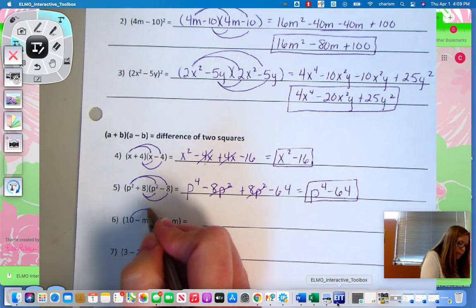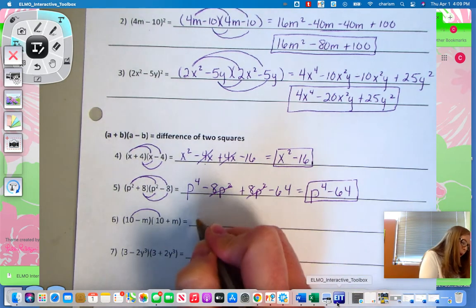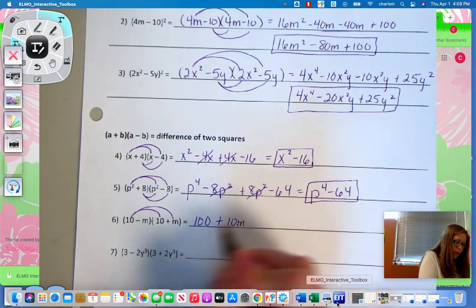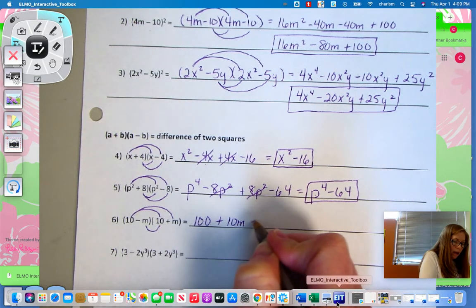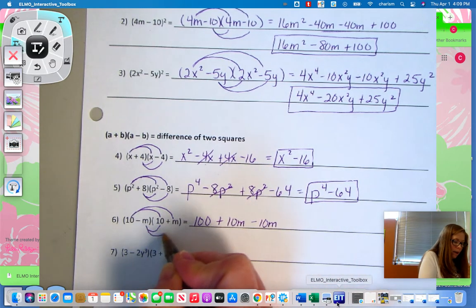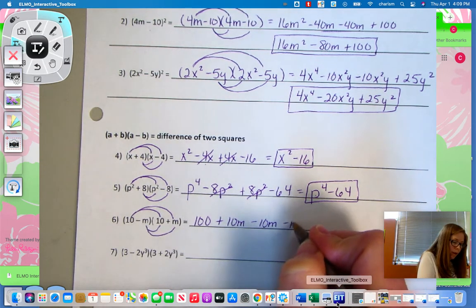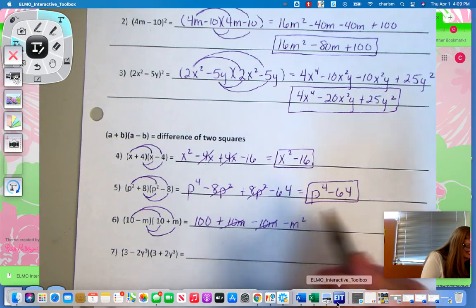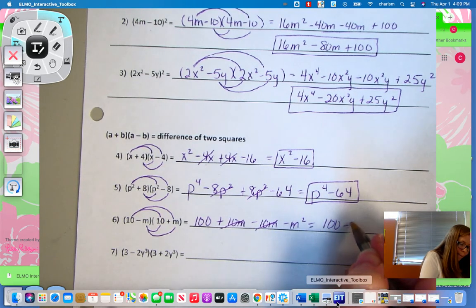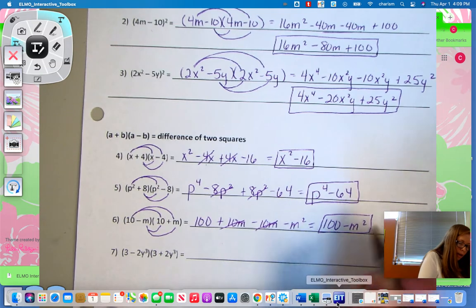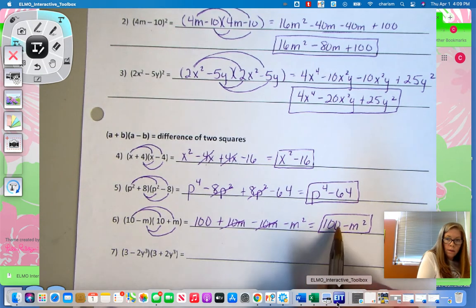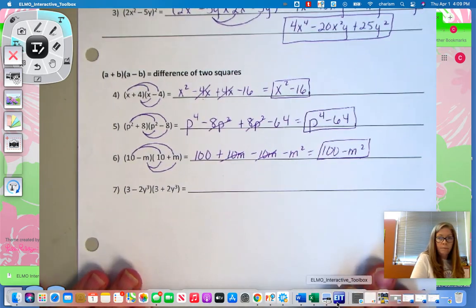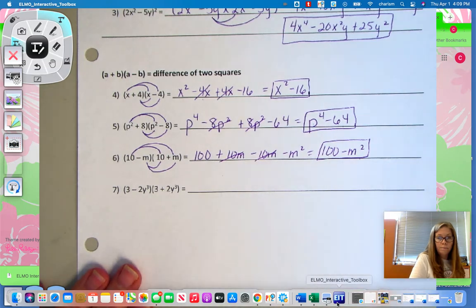All right, we got 10 times 10. I gave you such nice numbers. You're welcome. 100. 10 times m, positive 10m. Negative m times 10, a negative 10m. And negative m times m is a negative m squared. There's those opposites again. Tell them goodbye. Bye-bye. And then we've got 100 minus m squared. Guys, perfect square, subtraction sign. Okay, you pause me and go tackle number 7. And come back when you're ready. Check your answer.